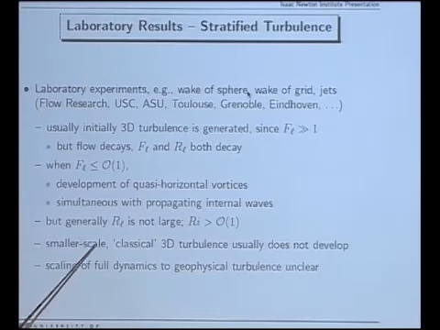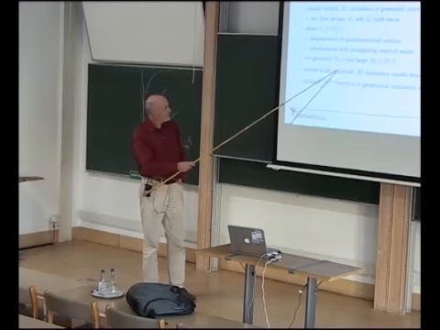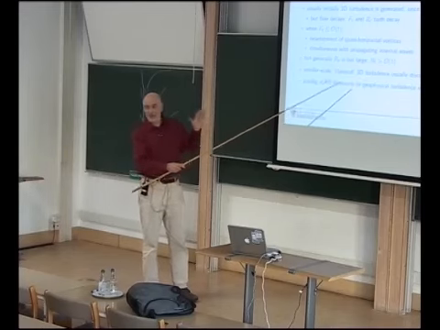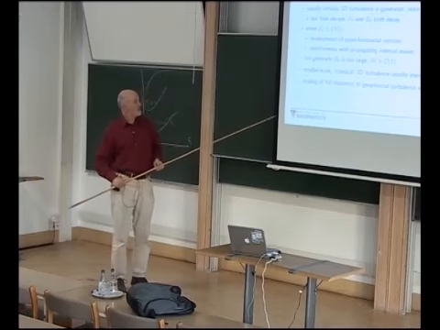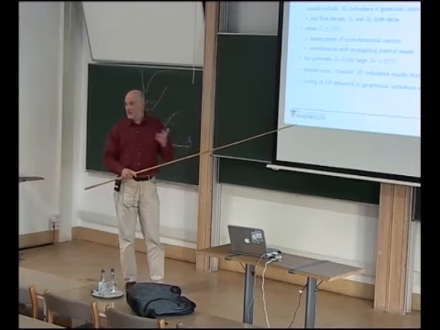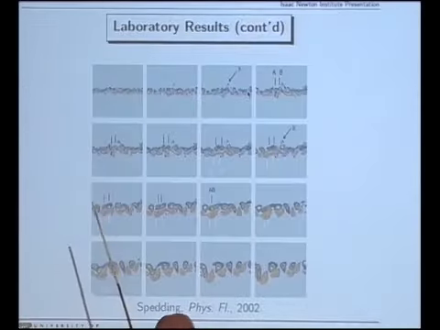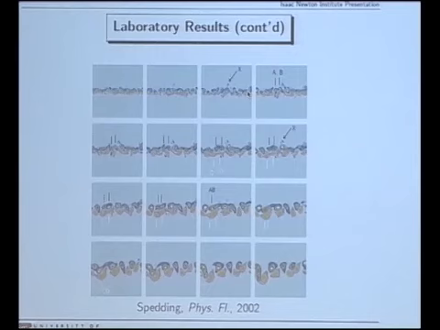But now some experiments, things are done differently, like grids are towed, and in Grenoble they're vertical grids to try to eliminate more of the 3D motion. Anyway, the Reynolds number is not large, and so in most of the experiments, the Richardson number is high. And so the classic 3D turbulence doesn't really develop in those laboratory flows. And so one of the big issues is, what do we learn from the lab experiments, and do those scale up to the geophysical scales?